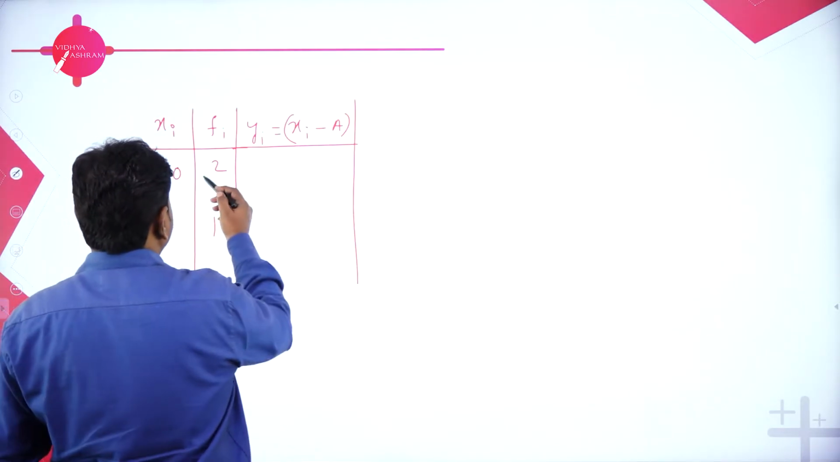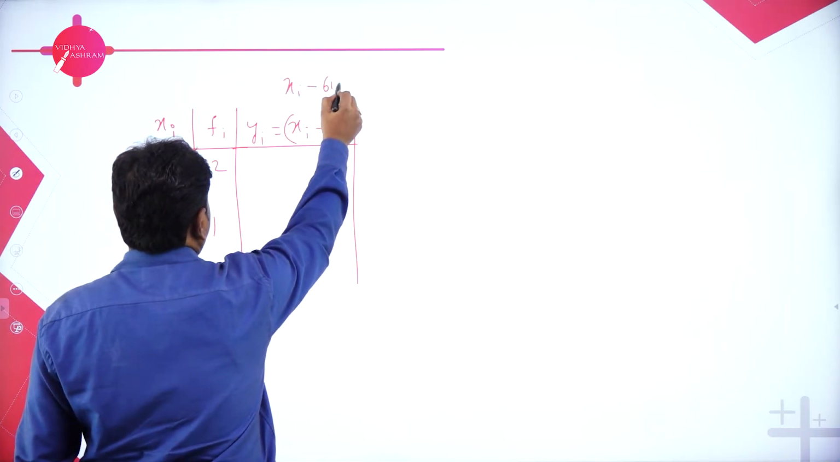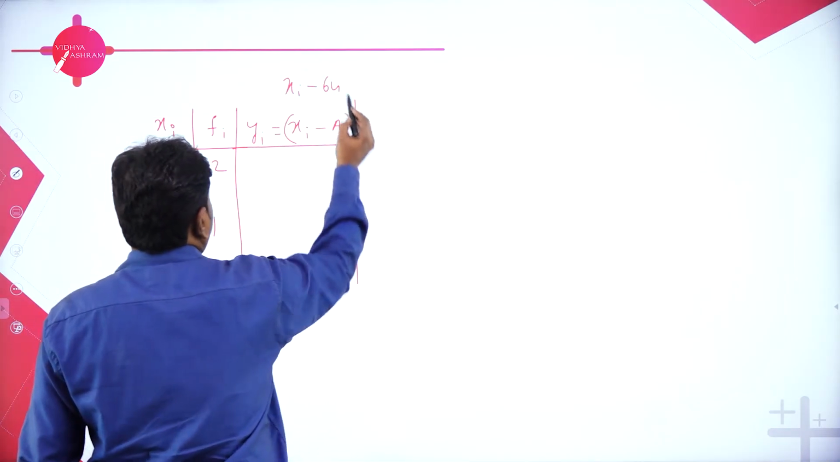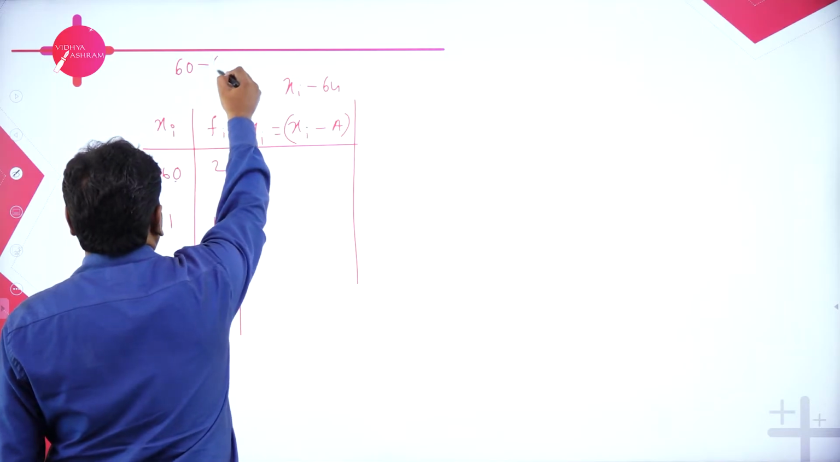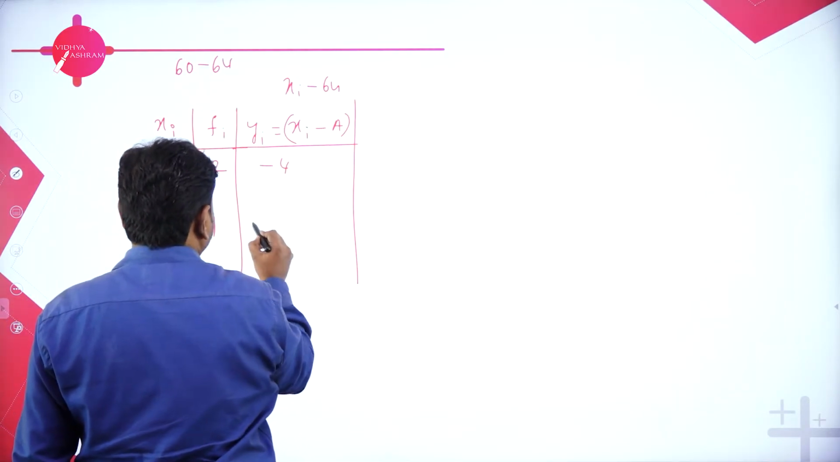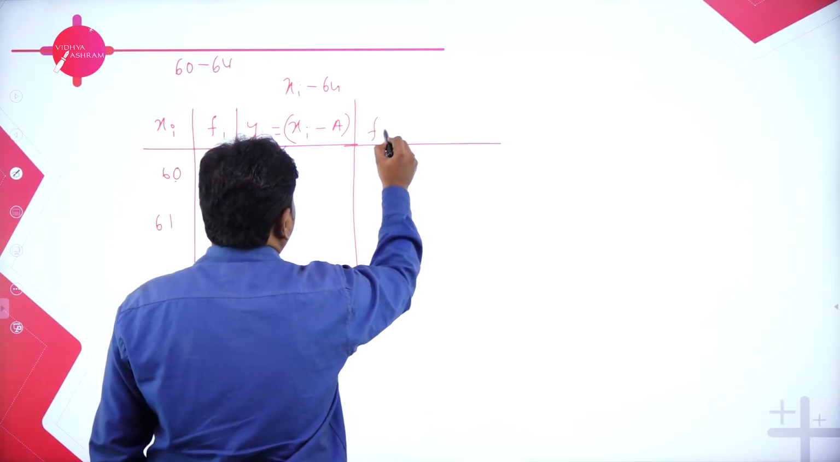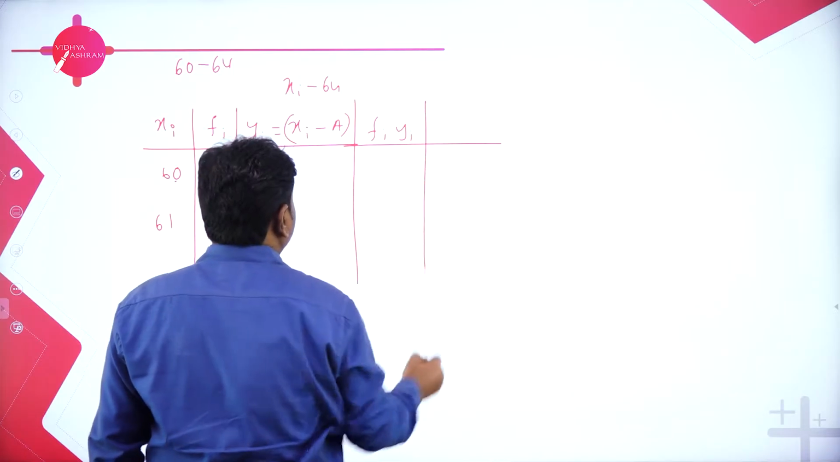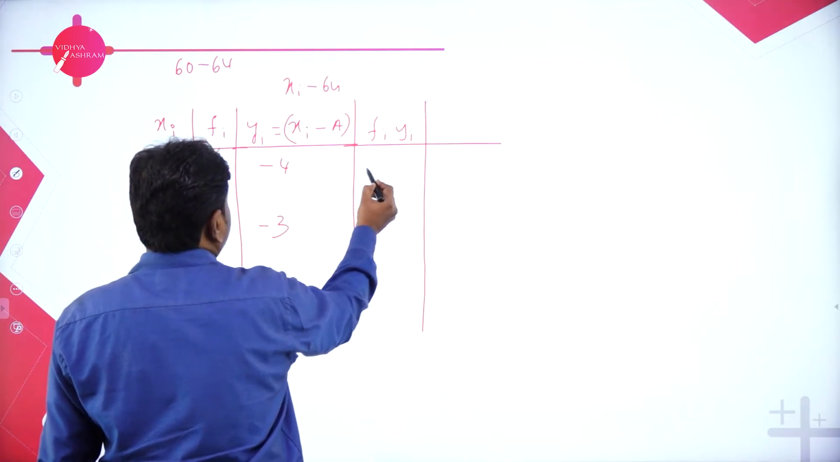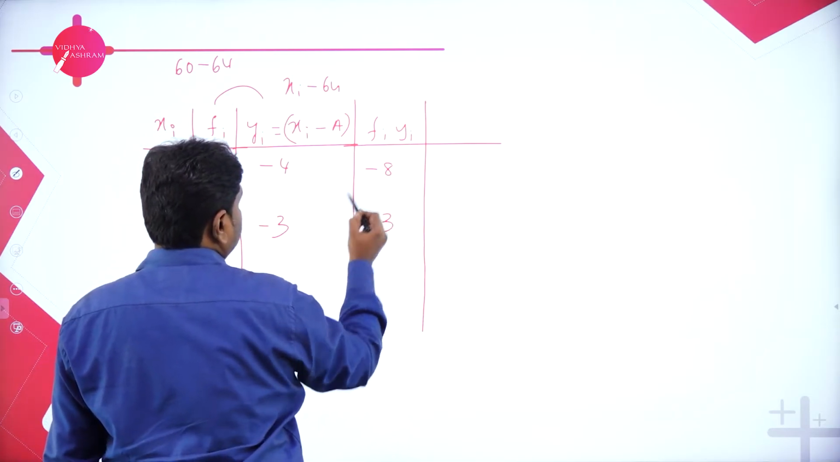Then each entry should be subtracted. So now that is xi minus 64 you should do in this problem. So 60 minus 64. What is 60 minus 64? That will be minus 4. Then 61 minus 64 is minus 3. Like this entries will go on. After yi, find fi into yi. Fi into yi means multiply. 2 into minus 4 is minus 8, and you should multiply these two, 1 into minus 3 is minus 3.